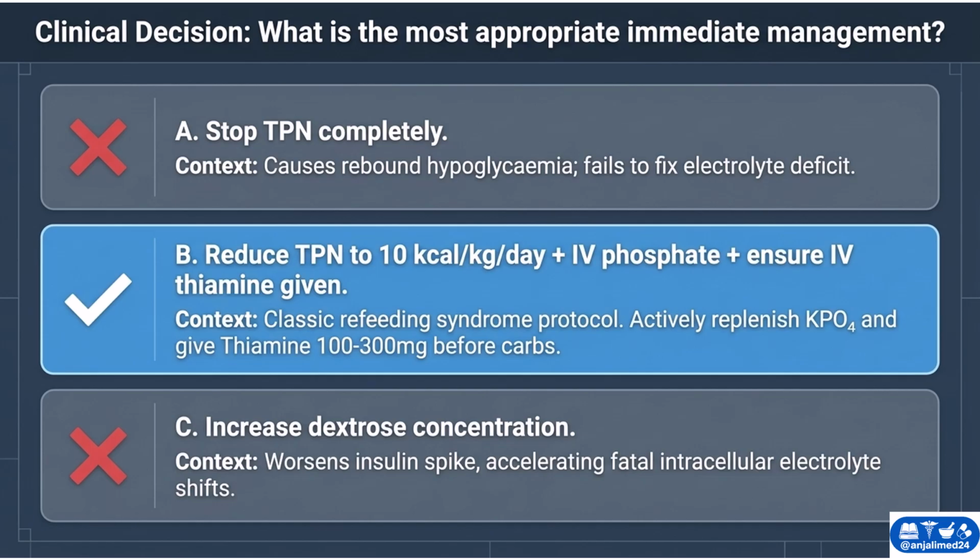Aggressively replace phosphate along with potassium and magnesium as needed, and administer IV thiamine before continuing carbohydrate feeding. Avoid increasing the dextrose concentration, as it triggers a larger insulin surge, driving the electrolytes into the cells and worsening hypophosphatemia, hypokalemia, and hypomagnesemia. Remember: in any malnourished patient starting TPN, always think of refeeding syndrome. The key management steps are slow feeding, thiamine supplementation, and aggressive electrolyte replacement before advancing the nutritional support.